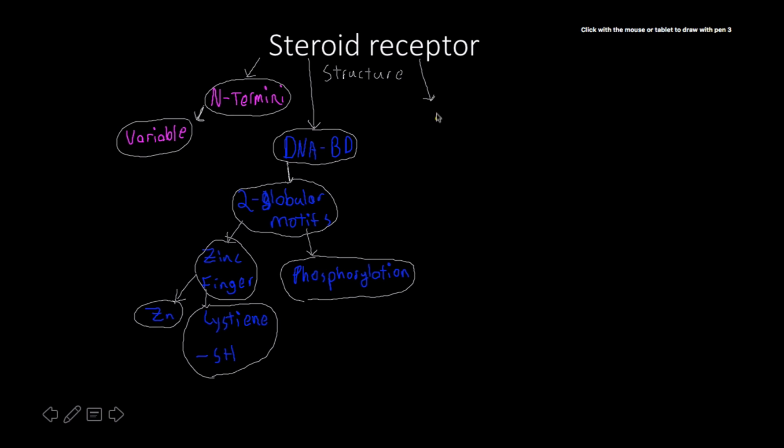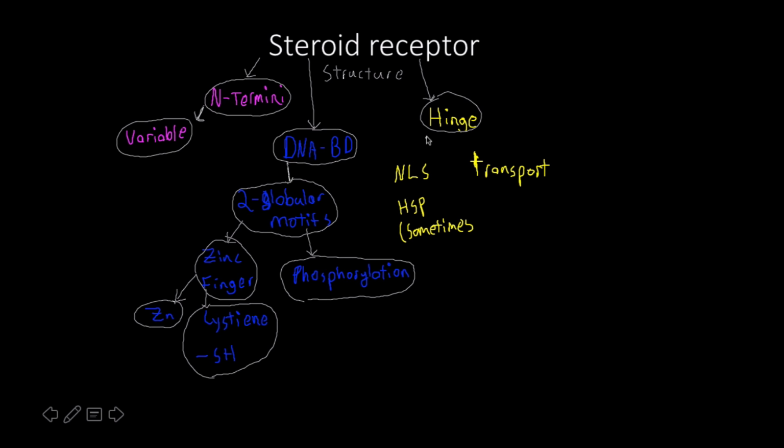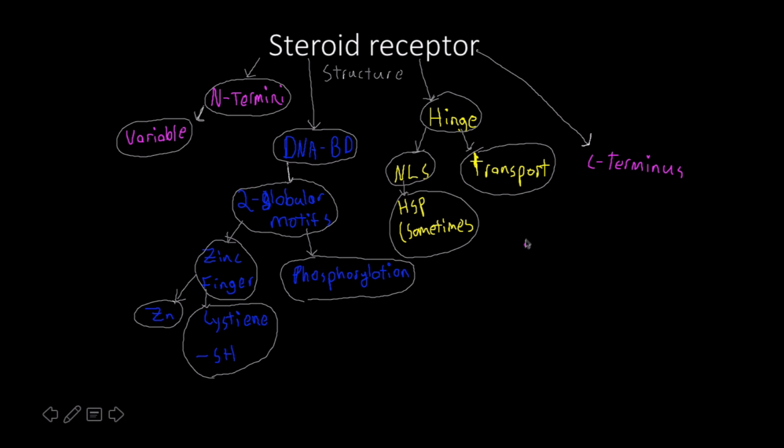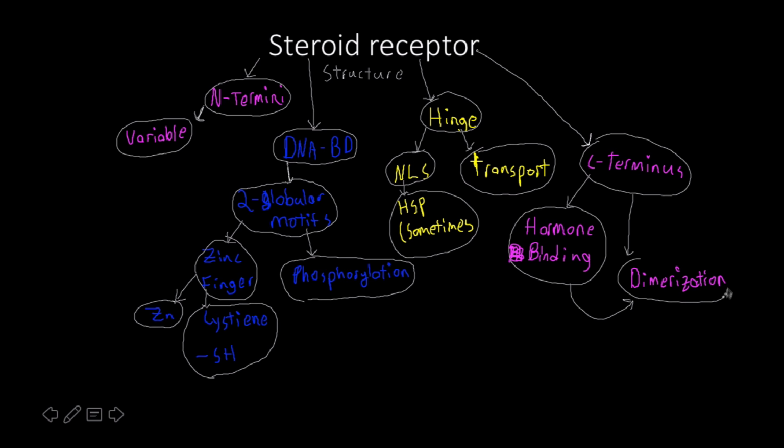Okay, so next we have the hinge region, which contains the nuclear localization signal. All right, the hinge region contains the NLS, or nuclear localization signal, which is involved with heat shock proteins sometimes, and transport is the function of this guy. All right, so last but certainly not least, we have the C-terminus. And this is where we're going to have hormone binding and then receptor dimerization. Cool. Hormone binding, then dimerization.